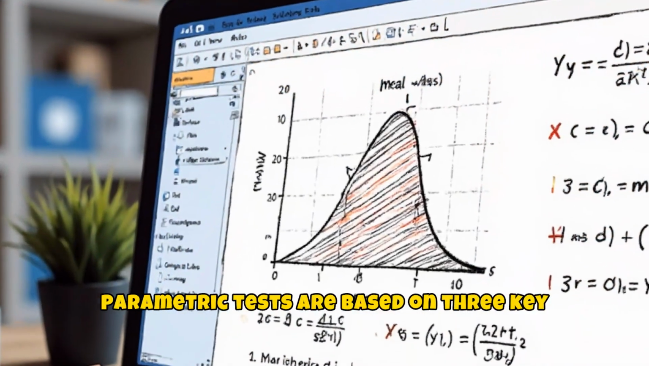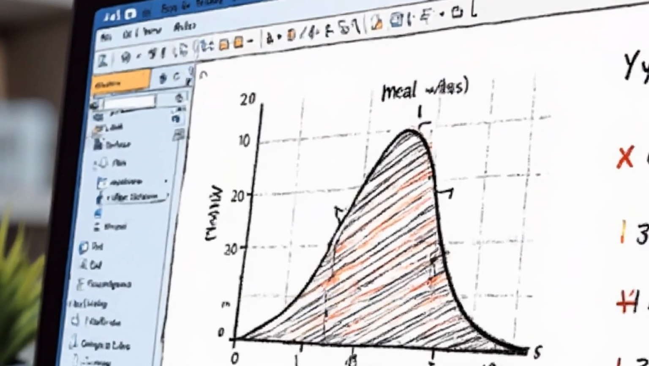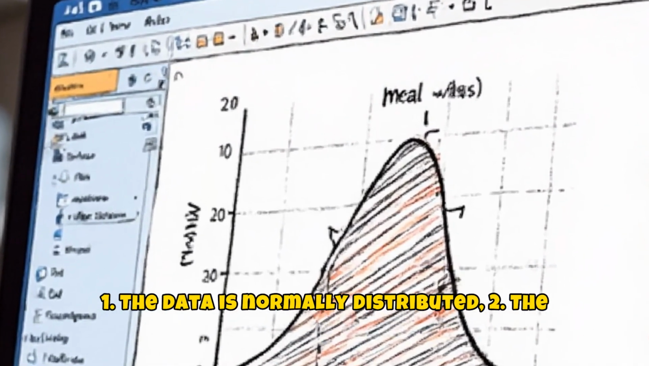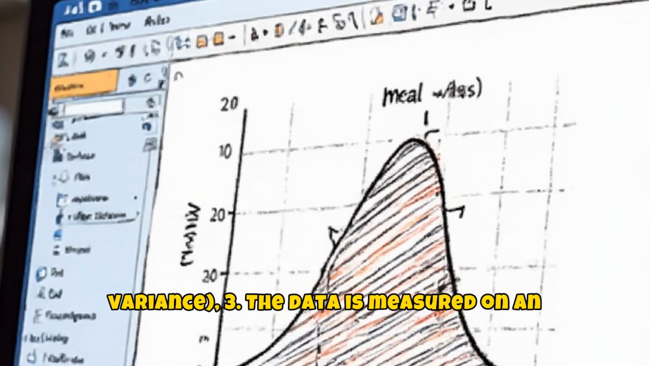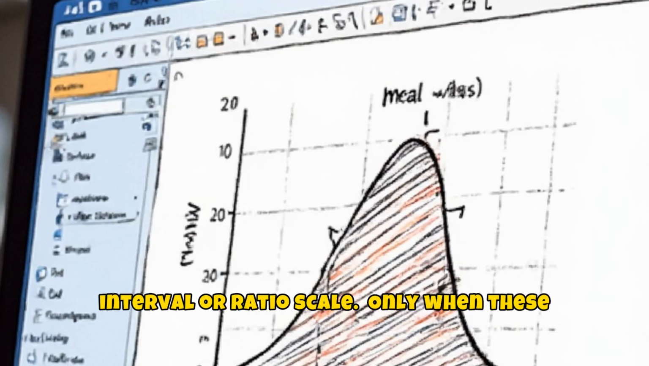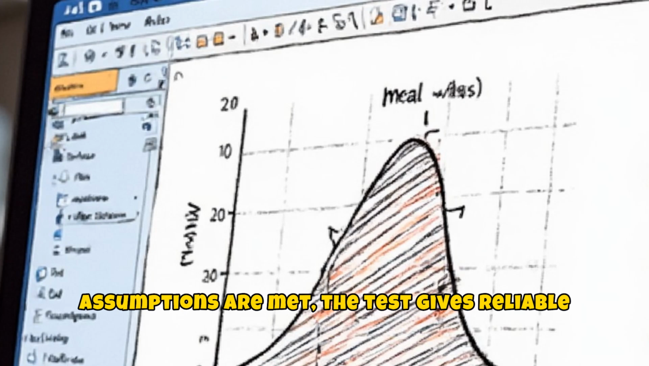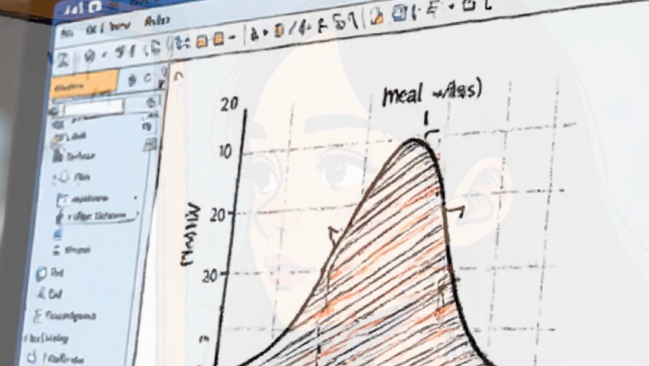Parametric tests are based on three key assumptions. 1. The data is normally distributed. 2. The variances of groups are equal, homogeneity of variance. 3. The data is measured on an interval or ratio scale. Only when these assumptions are met, the test gives reliable results.